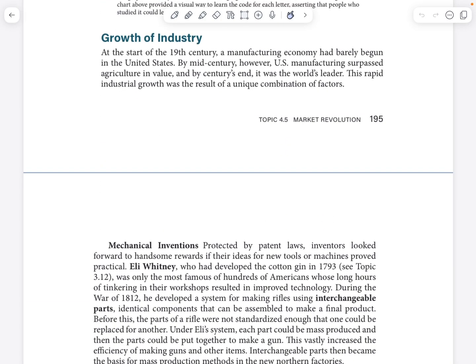Growth of industry. At the start of the 19th century, a manufacturing economy had barely begun in the United States. By the mid-century, however, U.S. manufacturing surpassed agriculture in value, and by century's end, it was the world's leader. This rapid industrial growth was the result of a unique combination of factors.